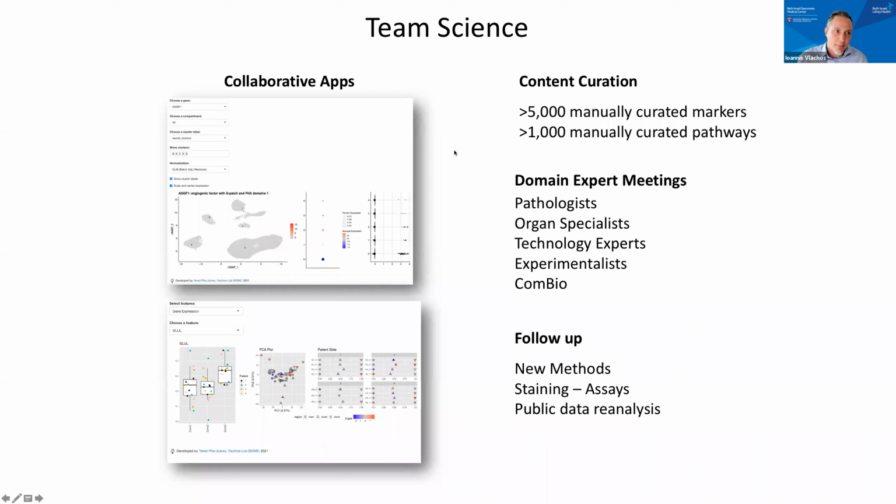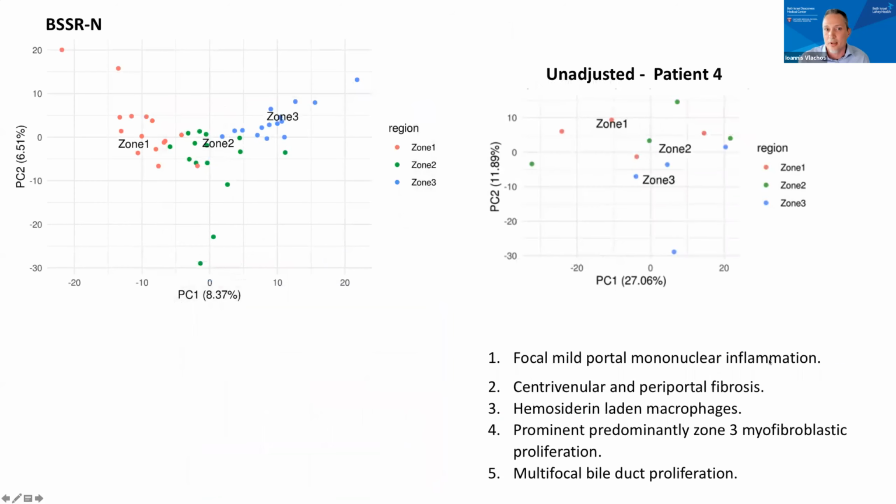For the liver paper, in order to enable the domain experts and all the team to work on the same data easily, our team developed collaborative apps for the spatial and for the single cell. We had content curators curating the literature and manually selecting pathways from the literature or from databases, multiple domain expert meetings, countless, and then follow up everything that was identified on the single cell, the high throughput, go back to stains or reanalyze public data to see if that is real or not.